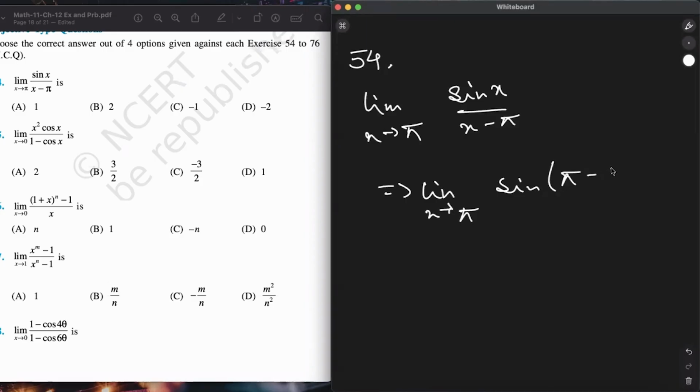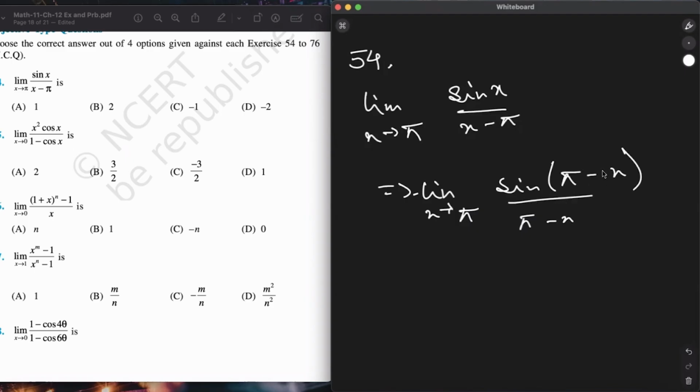Sine of pi minus x: when we subtract an angle from pi, the sine remains the same, and in the second quadrant the minus sign will also come over here. So it will be minus sine of (pi minus x) divided by (pi minus x). All right, now we know what to do.